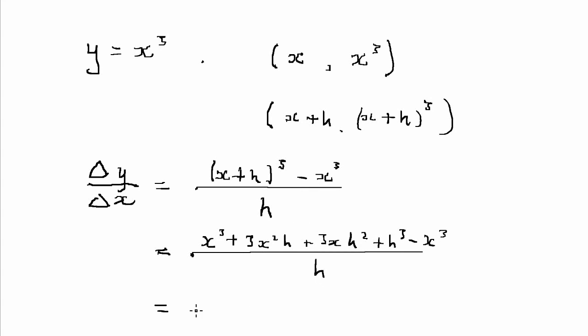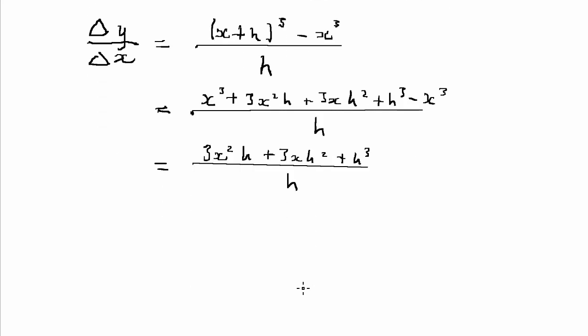Well, similarly to last time, we've got an x cubed at the beginning and subtracting an x cubed at the end. Those two bits will go, leaving us just with the 3x squared h plus 3x h squared plus h cubed divided by h. And again, it's quite easy to simplify this expression. Divide through all of the terms on the numerator by the h in the denominator. That will give us 3x squared plus 3xh plus h squared. That would be the gradient of the line that passes through the 2 points that I gave.